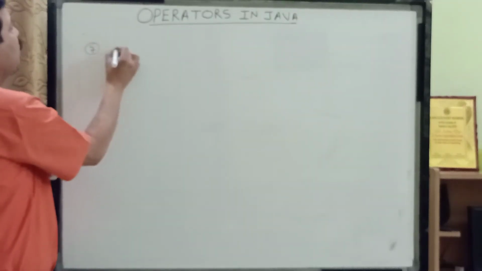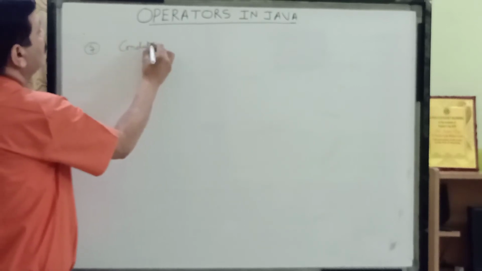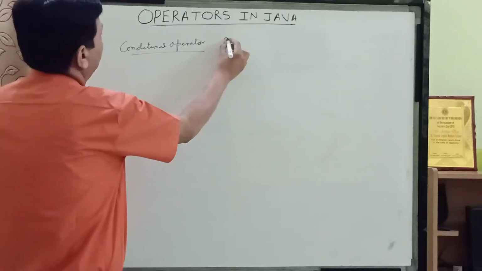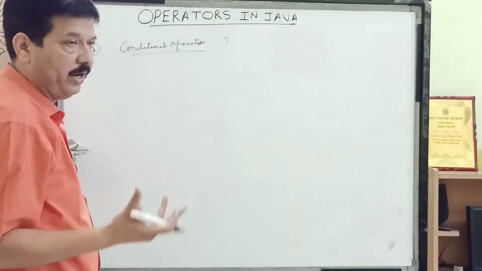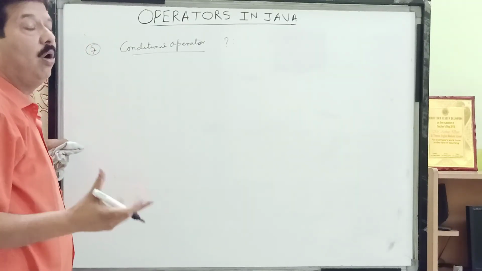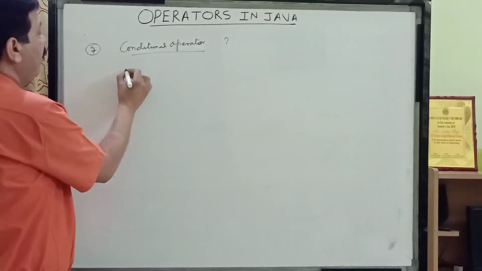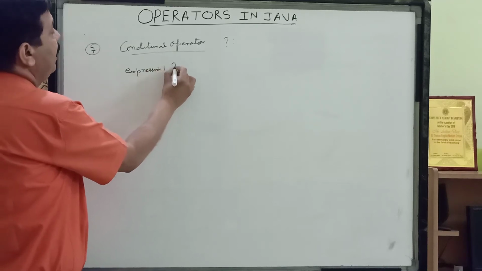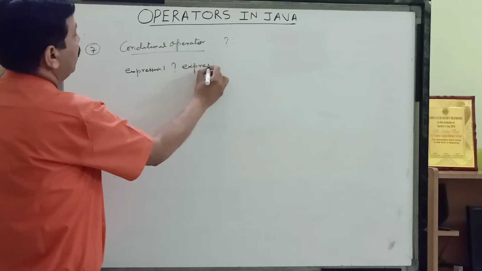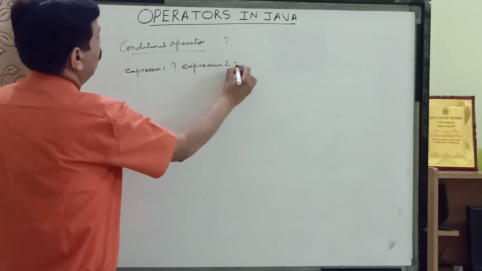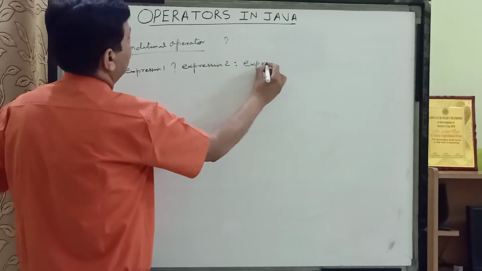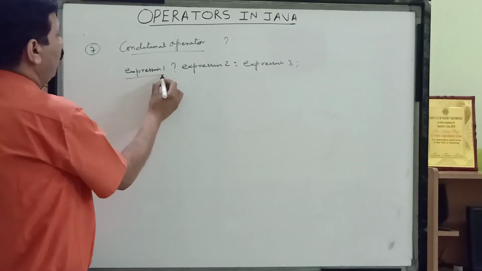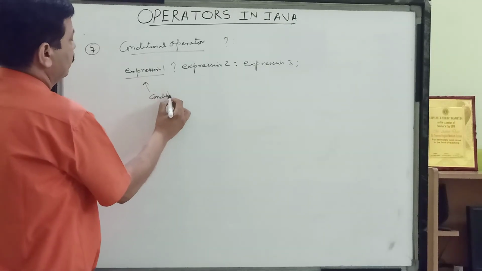This will be the last operator, which is the conditional operator. This we have discussed in the previous operator. And children, it is a ternary operator. That means it uses 3 operands. And the way of writing over here, it is like this: expression 1, then we put a question mark and we say expression 2, then a colon, this colon, and we say expression 3. So children, this expression is always a conditional expression.